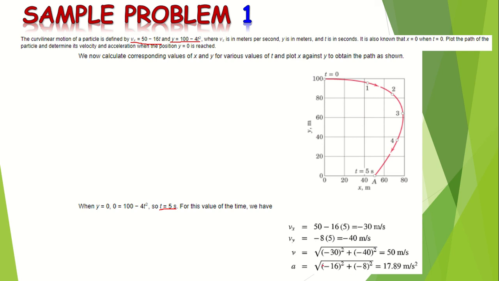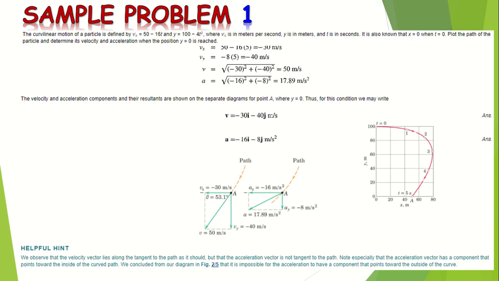So we got this 16, our ax, this is our ay. Taking this, you square this one, plus the square of this one, then take the square root, and you get 17.89 meters per second squared. So that's our example number one. I hope you understood this one, class. And that's not yet the end. We still have this part here.